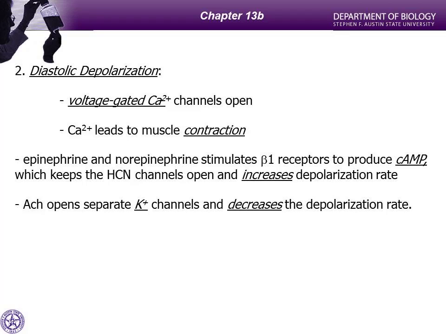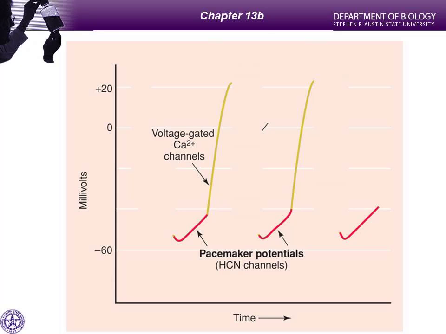So if you look at that slope of that red, the HCN channels, when epinephrine and norepinephrine hit, that's going to increase the slope, the activity of those HCN channels. It's going to move those action potentials closer together. Your heart's going to beat faster. And opposite, acetylcholine is going to open potassium channels that decrease the depolarization rate, lowers the slope of our HCN activation, and moves those action potentials further apart, which slows the rate.